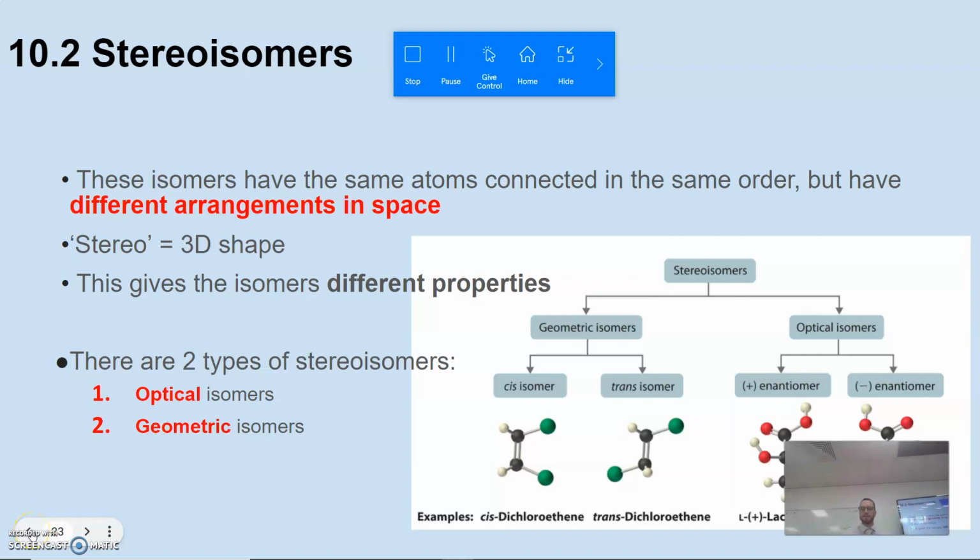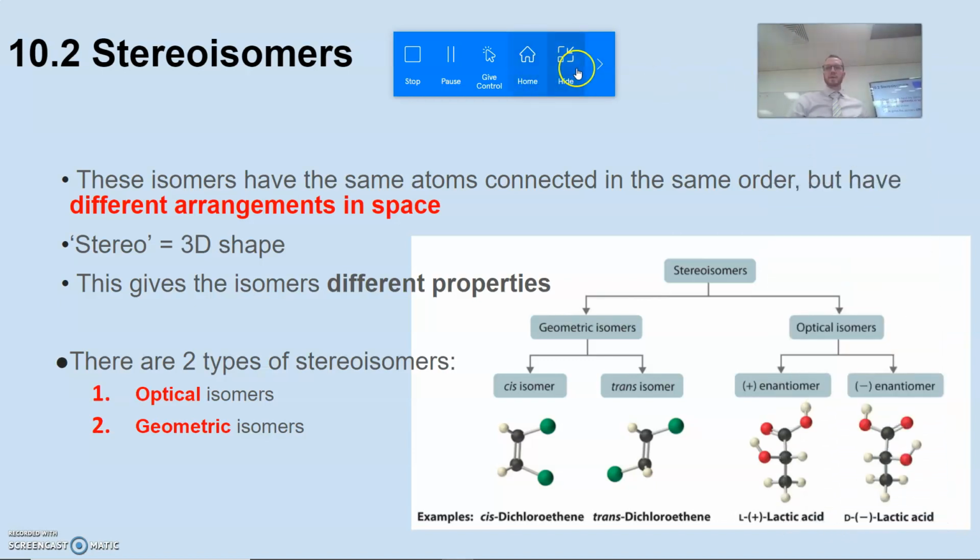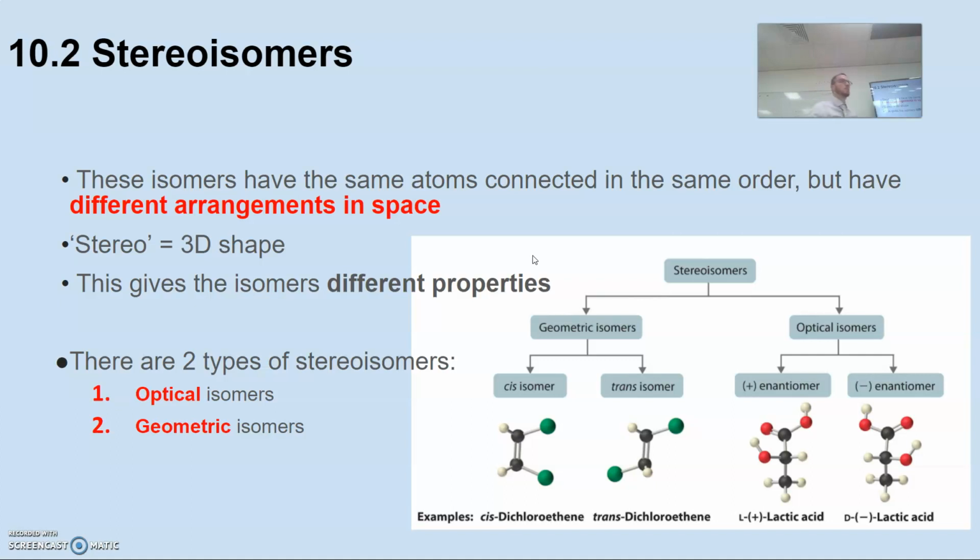New area to consider, called stereoisomers. They're a little bit different to positional and chain isomers, in that they may come off the same carbon, but they have different properties, because there's different arrangements in space. Remember, we're talking about 3 dimensions, not 2. So stereo refers to the 3-dimensional shape, giving isomers different properties.